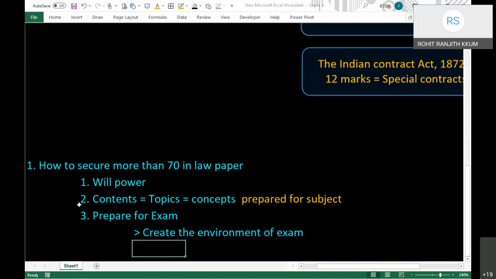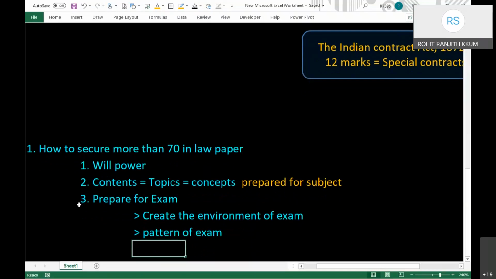So once your concepts are clear, guys, in the exam, what are you going to find? Are you going to find the concepts, or are you going to face the questions? Answer the question. In the exam, what are you going to face? You're going to face the questions, right? So when I tell you to prepare for the exam, that means you need to be clear about the pattern of the exam. Pattern of exam in this sense: what kind of MCQs they are going to ask, how many descriptive questions, how many short notes, how many case study questions they are going to ask. These are all the things you need to prepare.